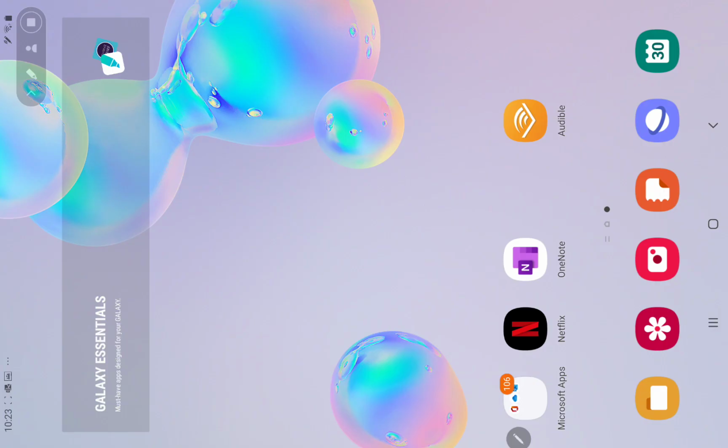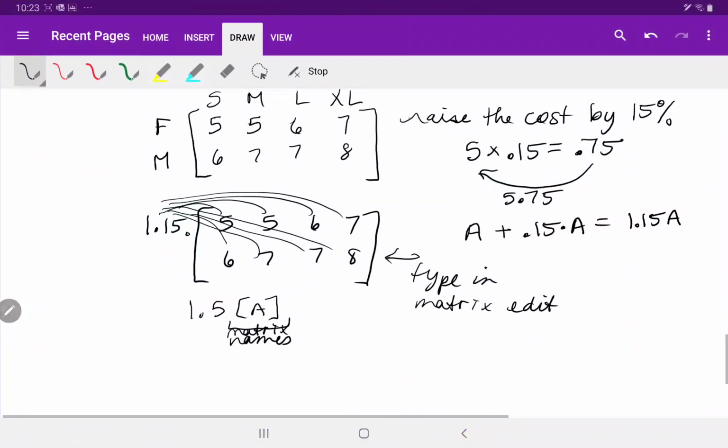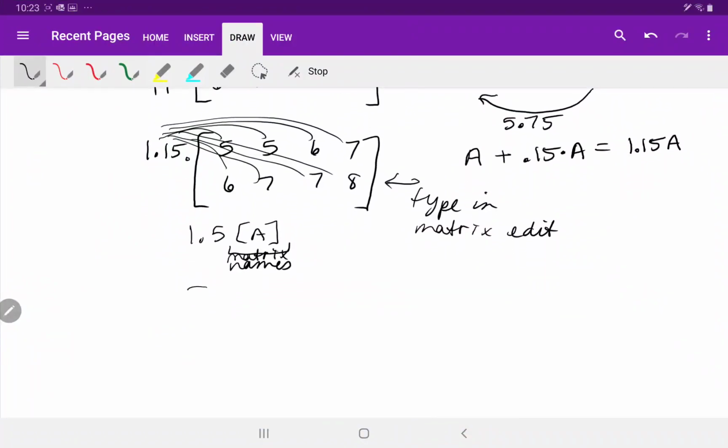Okay, I'm going to go back over here. I was using OneNote. And my answer matrix is 575, 575, 690, 805. Let me write this neater so you can see it. 690, 805.